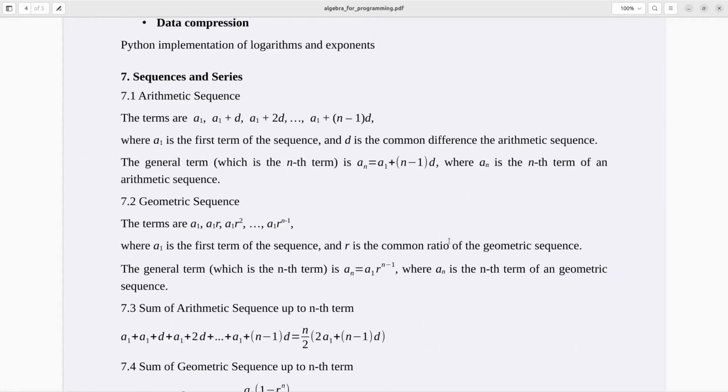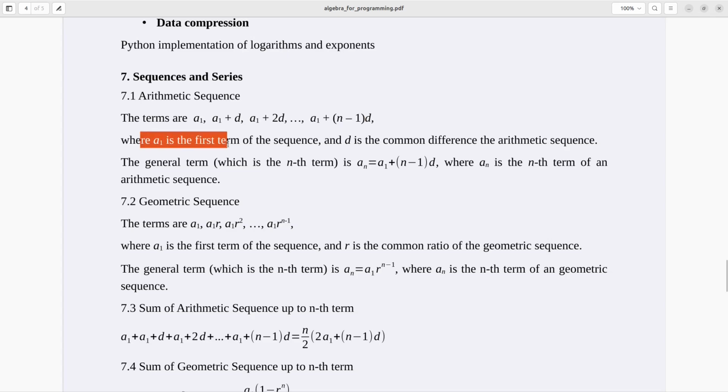Number 7, sequence and series. What is a sequence? It is just a group of terms following some definition. So let us see an example of an arithmetic sequence. In an arithmetic sequence, the terms would be like that: a1 as the first term, a1 plus d as the next term, a1 plus 2d as the third term, and so on and so forth. And the final term is just a1 plus n minus 1 times d.